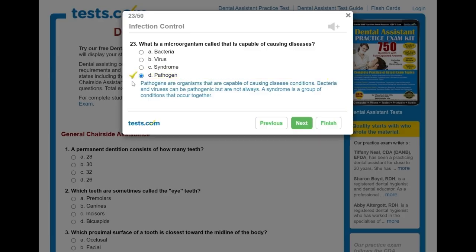D. Pathogen. Pathogens are organisms that are capable of causing disease conditions. Bacteria and viruses can be pathogenic, but are not always. A syndrome is a group of conditions that occur together.